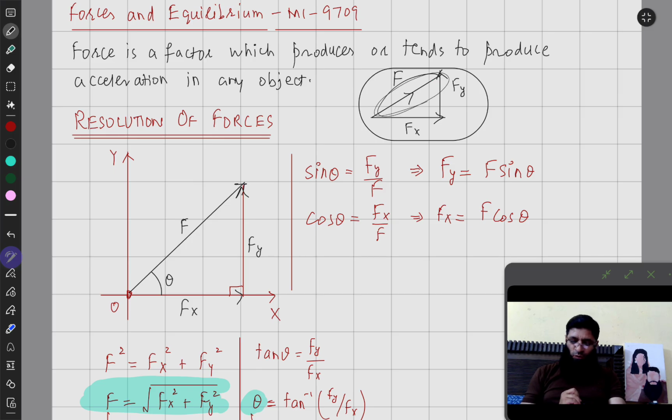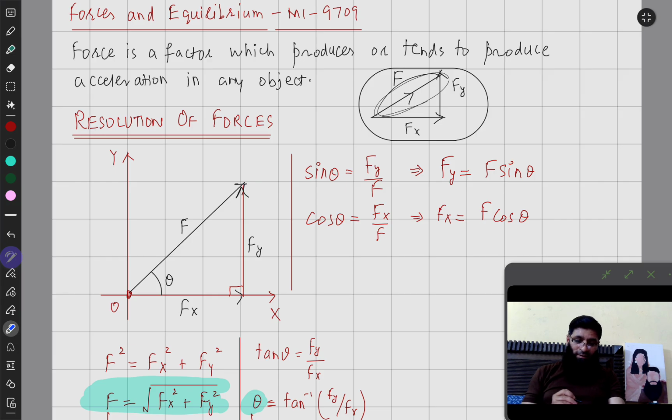You have a right angle triangle here in which if you apply sine theta and cos theta, you will have sine theta is equal to Fy over F and cos theta is equal to Fx over F. So these two expressions will be representing the horizontal and vertical component. This is the horizontal component of this force and this is the vertical component of this force.